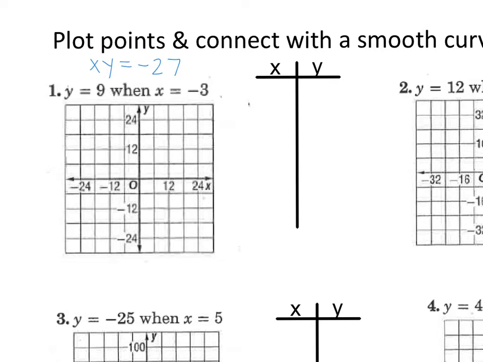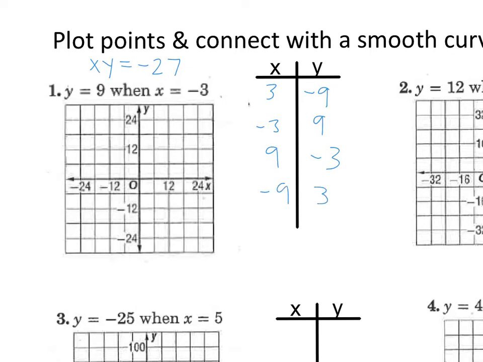So now when I want to graph this, let's plug in points in our table and actually then go plot those points in our graph. So let's think of what multiplies to be negative 27. Well, I could choose 3 and negative 9. I could choose negative 3 and positive 9, 9 and negative 3. I could choose negative 9 and positive 3.